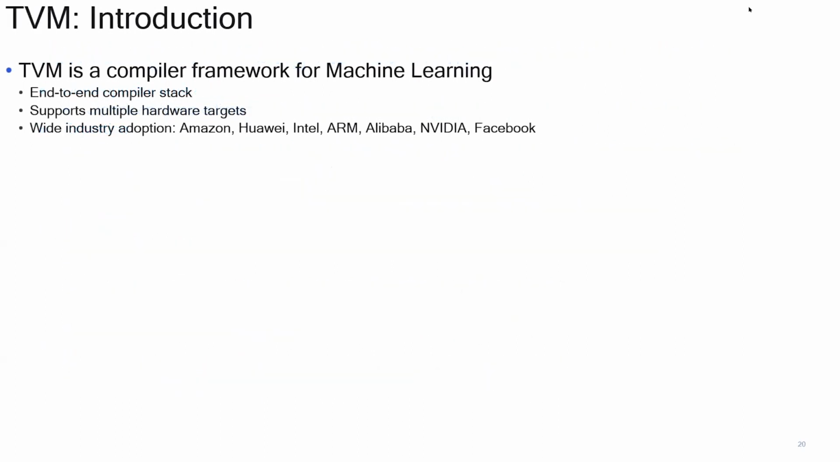While we just talked about Halide, I will take you through another example. This example is not very different, just reinforcing my case: TVM is a compiler framework for machine learning. It is an end-to-end compiler stack, and there is wide industry adoption. Amazon, Huawei, Intel, ARM, Alibaba, Nvidia, Facebook. A lot of people are using TVM.